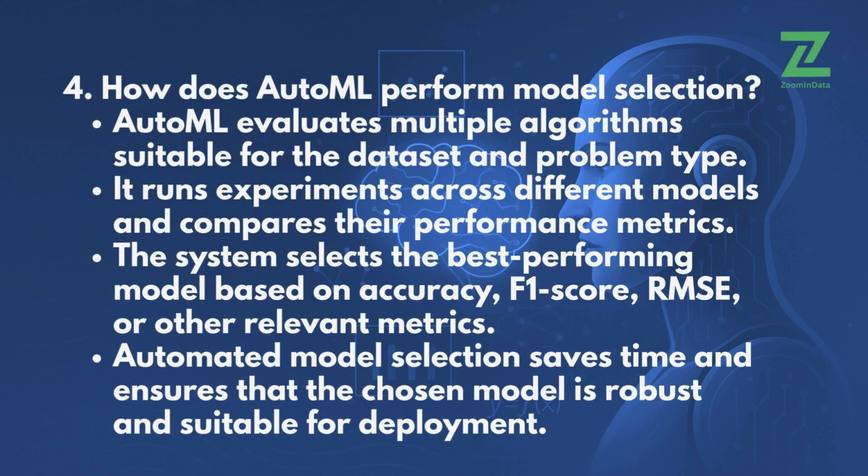How does AutoML perform model selection? AutoML evaluates multiple algorithms suitable for the dataset and problem type. It runs experiments across different models and compares their performance metrics. The system selects the best performing model based on accuracy, F1 score, RMSE, or other relevant metrics. Automated model selection saves time and ensures that the chosen model is robust and suitable for deployment.